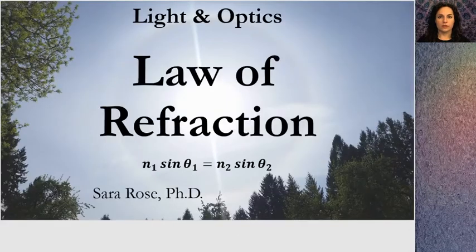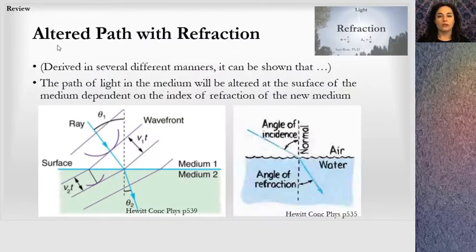This is a lesson on the law of refraction in the unit on light and optics. In a prior lesson, I had mentioned how the path of light is altered when it encounters and enters into a second medium. We see that at that interface, the light comes in as a ray, intersects at that medium, and redirects as another ray.